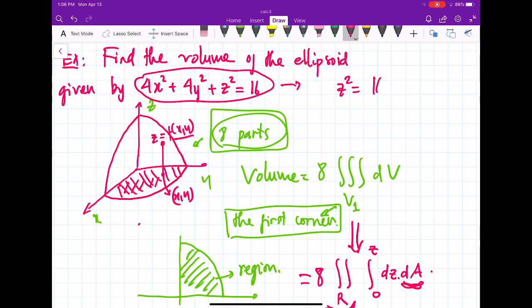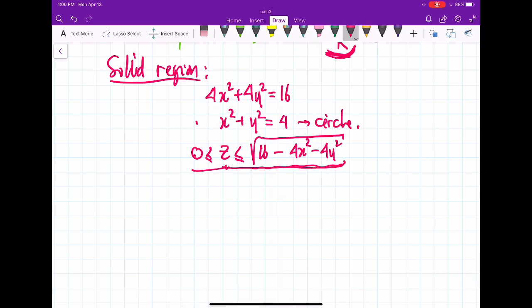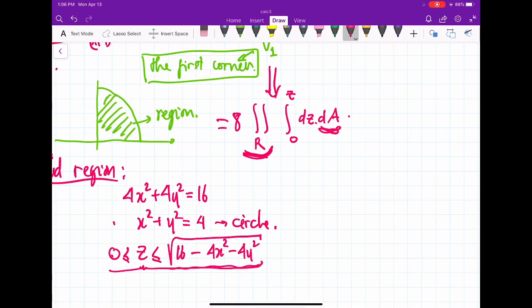that is z squared equal to 16 minus 4x squared minus 4y squared. And you get z equal to the square root of everything in here. We don't have minus because we consider the first corner, right, which is above the xy plane. Make sense? So I may have the following interval of g of z. So basically we already have right here, instead of z, I can write the square root of 16 minus 4x squared minus 4y squared.